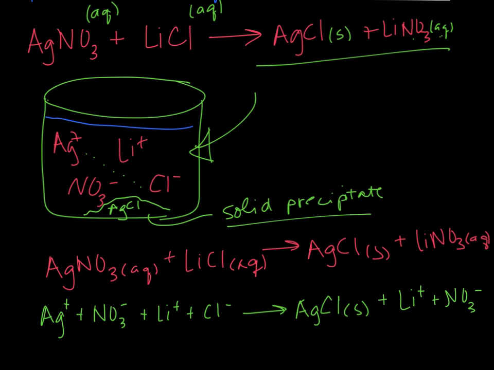Okay, now you can label these ions aqueous because they're in water, but you don't really have to. But this one you can't split apart because it's not going to split apart in water. It's going to be a solid. It's going to be a precipitate. And so this is what we call a complete ionic equation. I've also seen it called a total ionic equation.